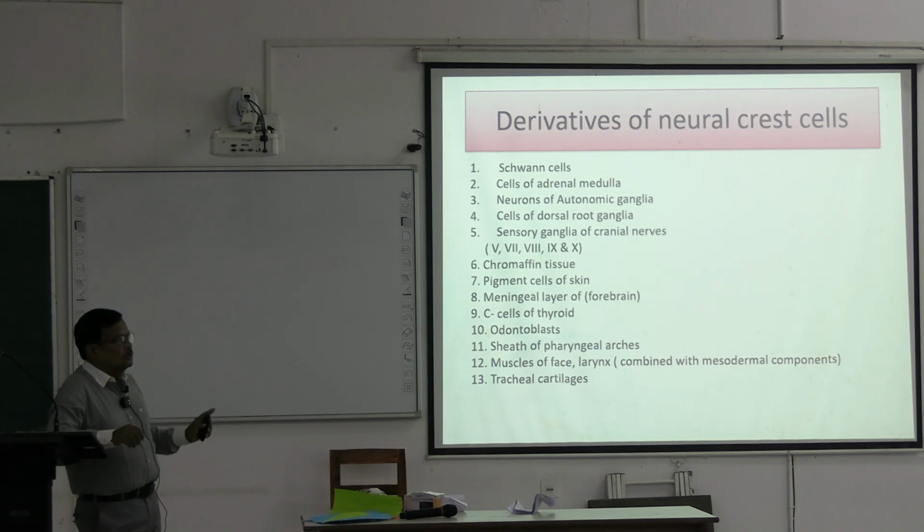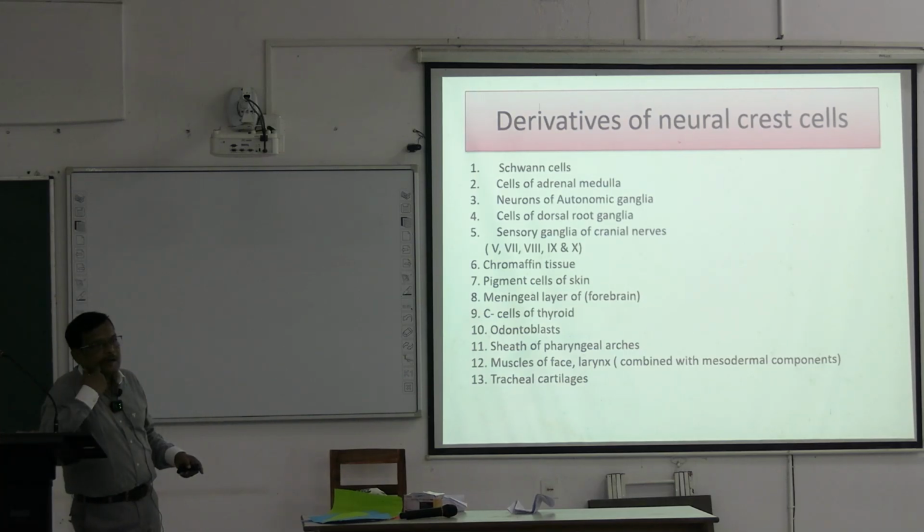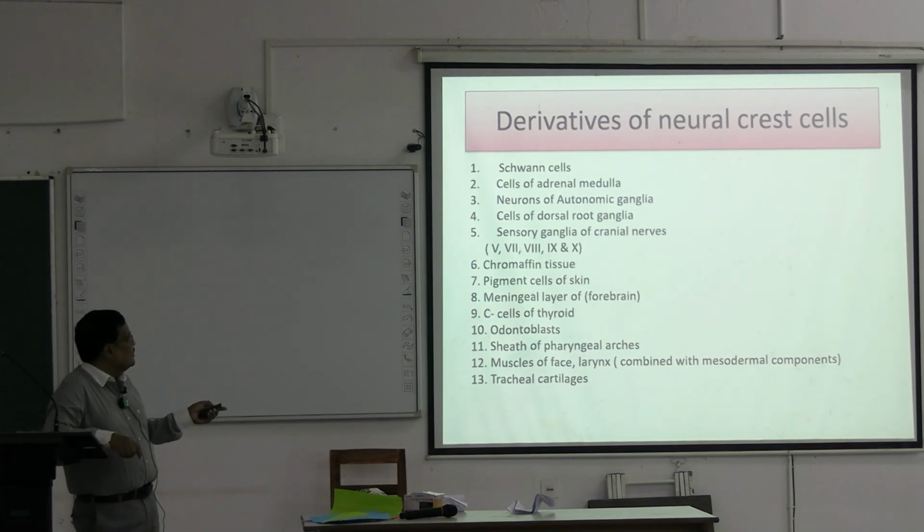Cells of the dorsal root ganglia, now just know the names, sensory ganglia of the cranial nerves, chromaffin tissue, pigment cell or melanocyte, you have read in skin, histology. Melanocyte is derived from the neural crest cell. Meningeal layer, C cells of the thyroid which secrete calcitonin, odontoblast in the tooth, sheath of the pharyngeal arches, muscles of the face and larynx, and tracheal cartilages.